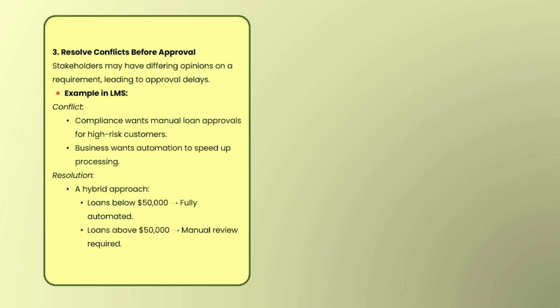The compliance team is not ready to accept the automation, and the business team is saying that no, we want to speed up the process, so automation should be there. So the resolution is a hybrid approach. What exactly are we doing here? Loans below $50,000 fully automated, loans above $50,000 manual review required. Generally, there are too many customers in the below $50,000 category, so full automation will definitely help speed up the process. And someone with $50,000 and above, these are very special category people, and manual review is required because we are giving them a huge amount.